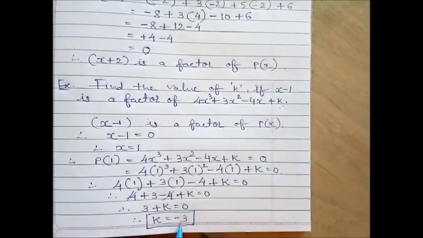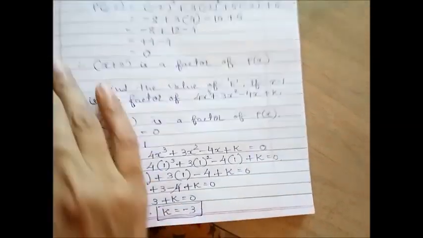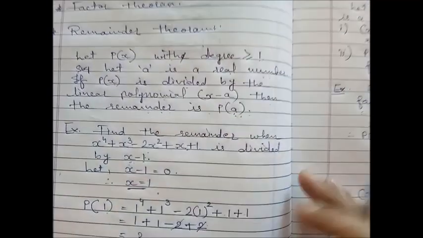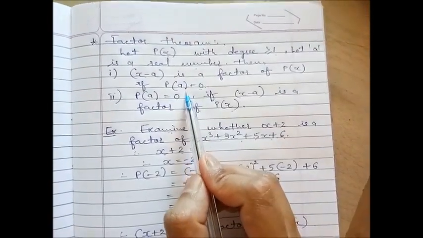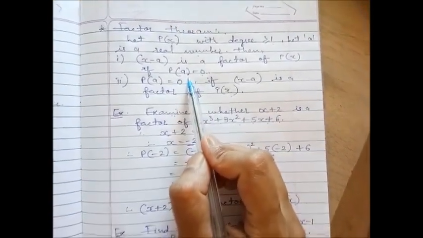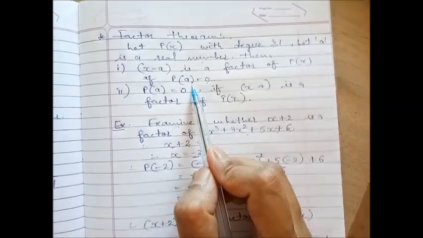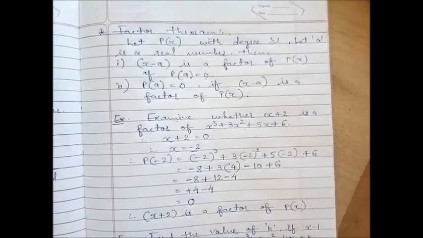So at the end you will get the answer of k, that is k is equal to minus 3. Right. So today we have learned two things, two theorems. First is the remainder theorem, right, and the second one is the factor theorem. Right. Now based on this you will get a few sums that you have to solve. Right.